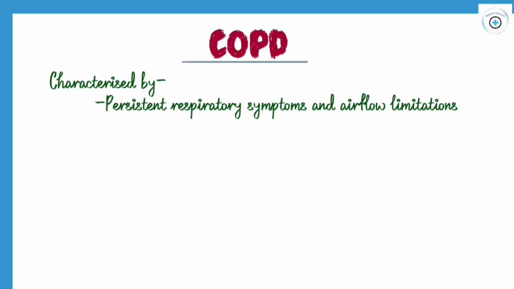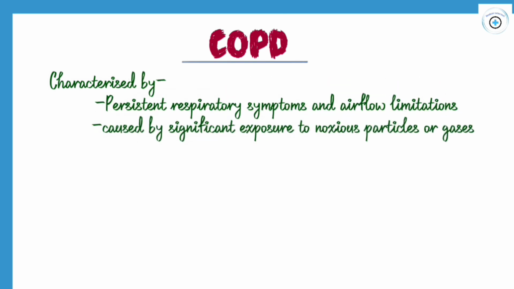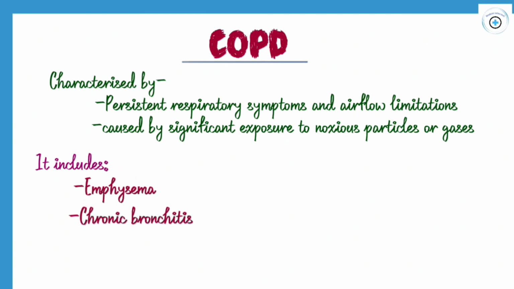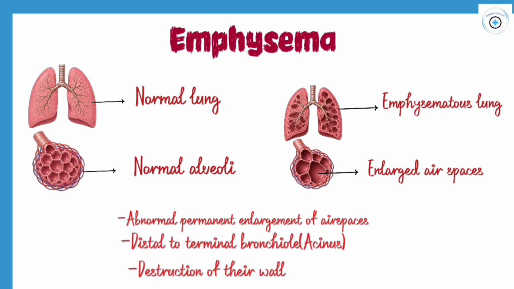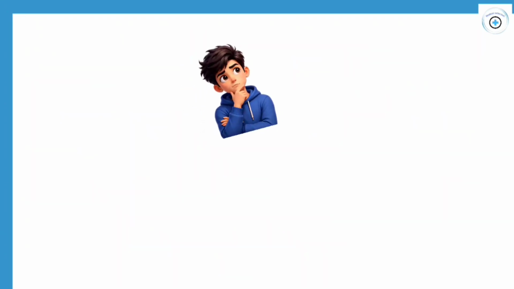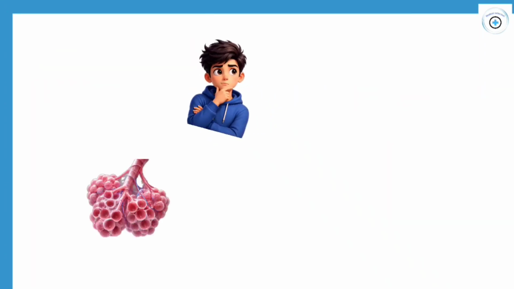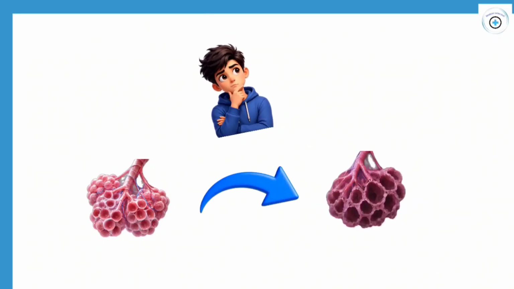Chronic obstructive pulmonary disease is defined as persistent respiratory symptoms and airflow limitations caused by significant exposure to noxious particles or gases. It includes emphysema and chronic bronchitis. Now let's learn about emphysema. Emphysema is defined as abnormal permanent enlargement of air spaces distal to the terminal bronchiole associated with destruction of alveolar wall. Now, have you ever thought how these healthy alveoli convert to these ill-looking alveoli?